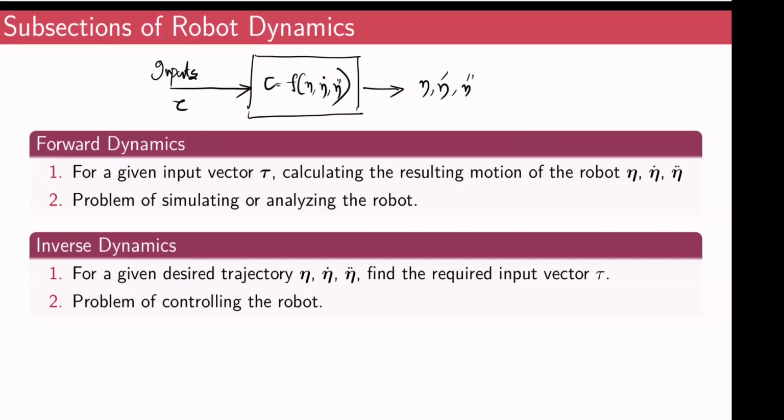So for a given desired trajectory, eta, eta dot, and eta double dot, find the required input vector tau. So basically, by giving this input torque vector, we are basically trying to control the motion of a mobile robot along our desired trajectory. So it's analogous to the problem of controlling the mobile robot, right? Whereas in the case of forward dynamics, it's a problem of simulating the mobile robot, and in case of an inverse dynamics problem, it's basically akin to controlling the mobile robot. Okay, so yeah, that's about it.